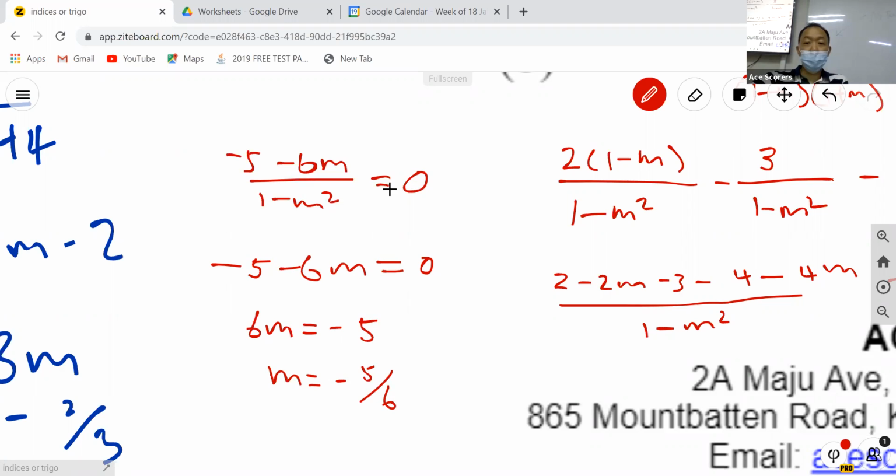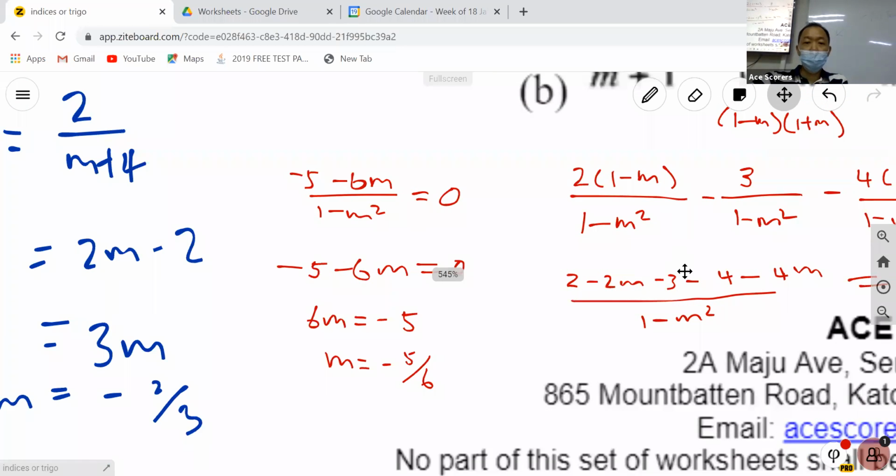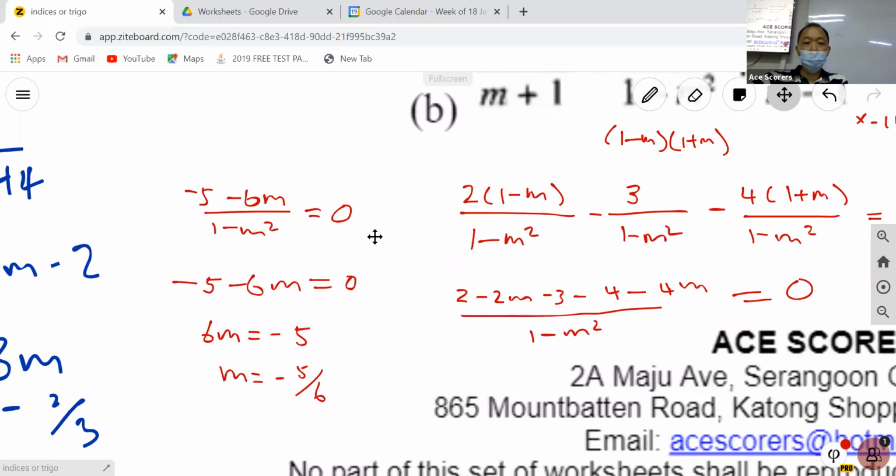So this is the second part. But it all starts with combining. Whether you're able to combine the equation. That's about it.